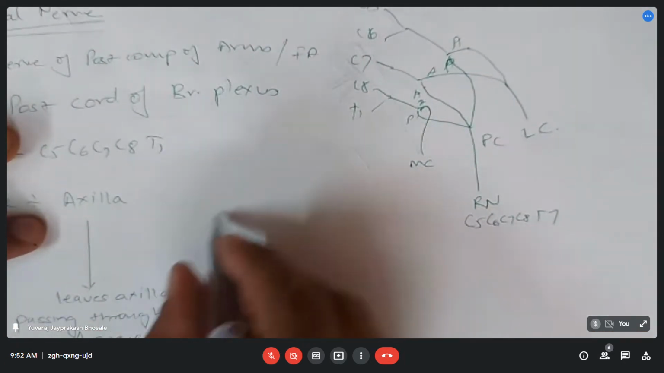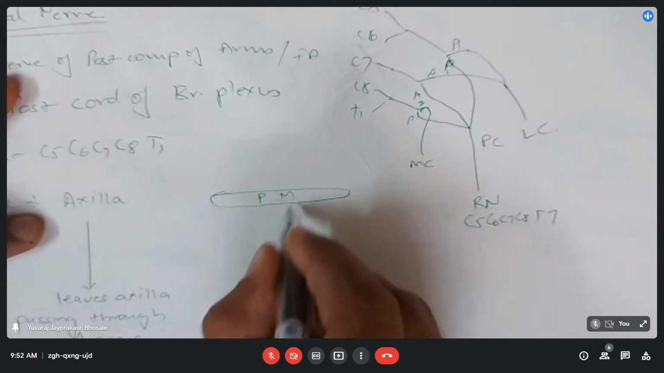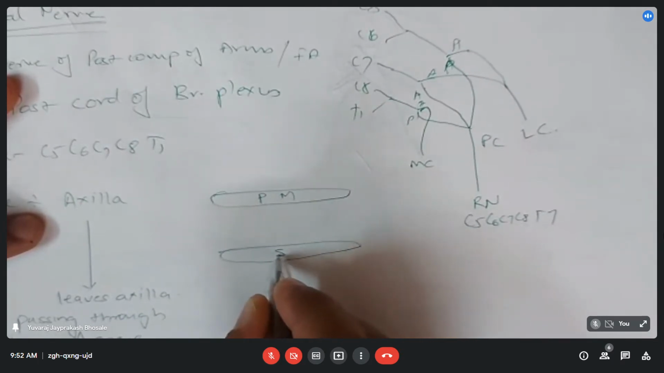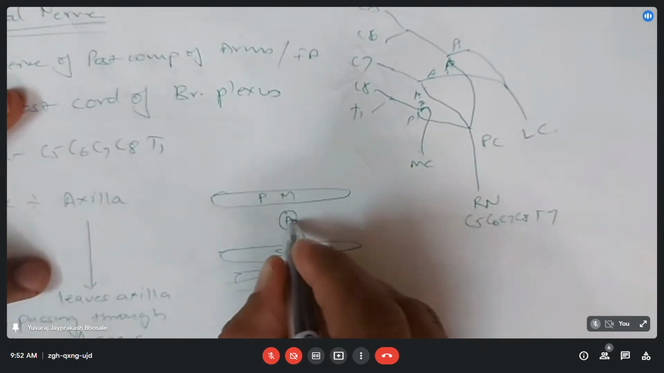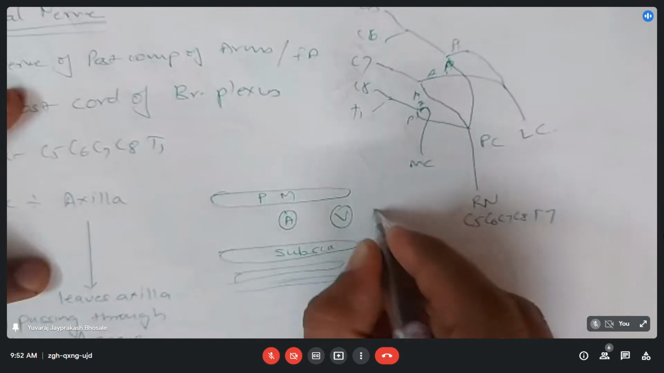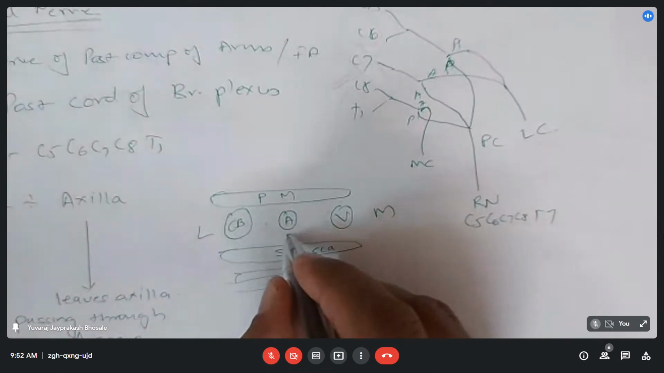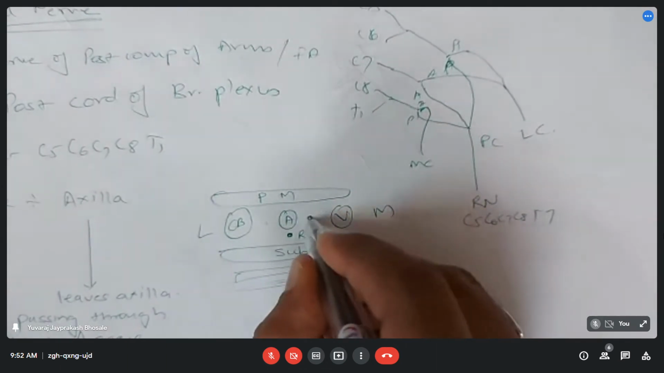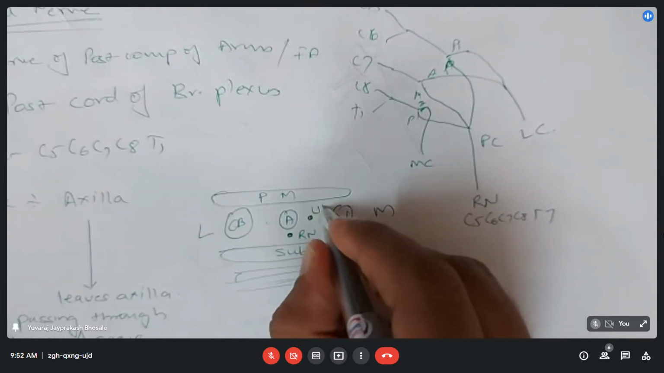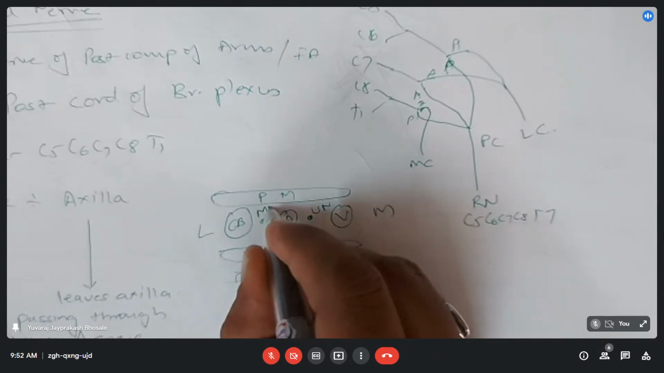Now axilla. Now how is the relation in axilla? So now only the third part. Pectoralis major anteriorly, subscapularis posteriorly, maybe teres major, latissimus dorsi will also be there. Axillary artery in between, axillary vein on the medial side, coracobrachialis on the lateral side, and here is the radial nerve. Here on the medial side is the ulnar nerve, on the lateral side the median nerve or lateral root of median.